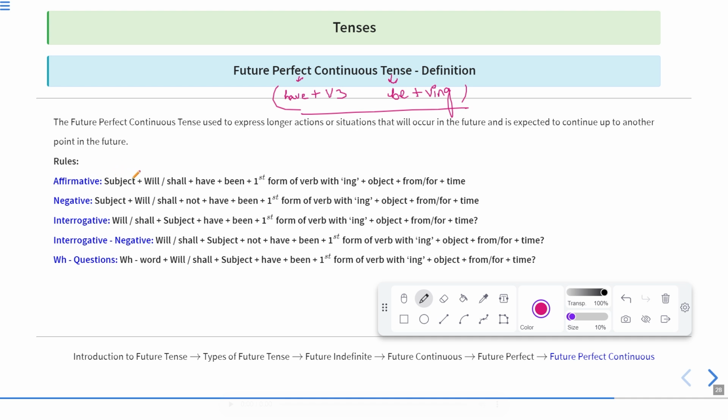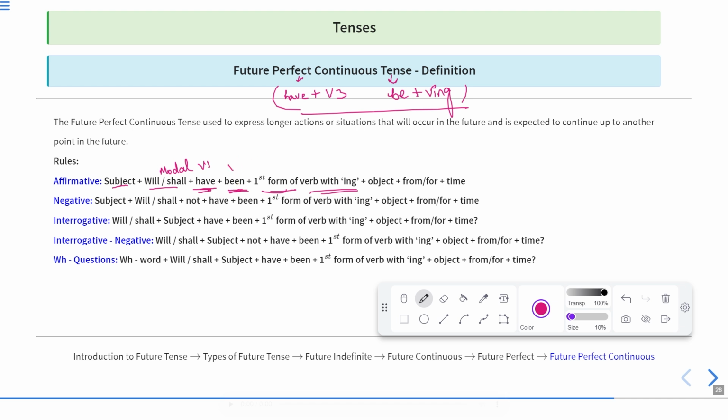Now, the affirmative rule will be subject, then will and shall, then have, then been, then first form of verb with ing. Now, you can see over here, will and shall are the modals. Okay, and modals are always followed by verb first form. So, here we have written have, which is the verb first form. After that, we have written been and then first form of verb with ing. Okay, so here all these conditions have been fulfilled.